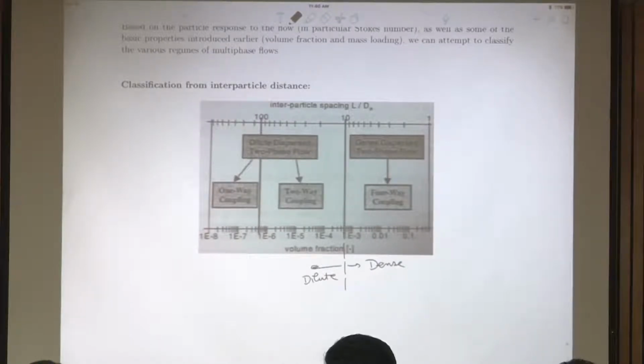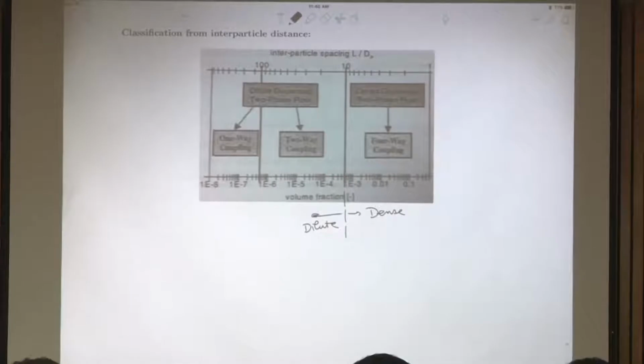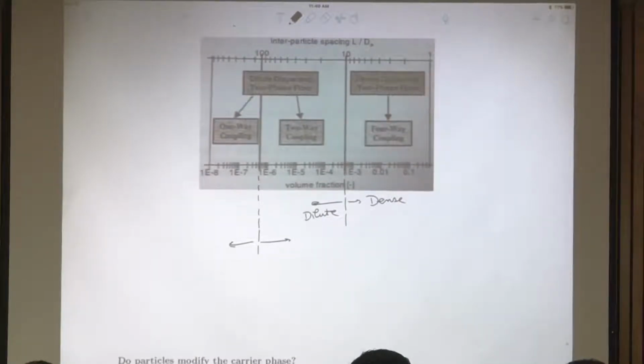There's a lot more that could be said on that question. Below that, you could assume that the particles don't see one another. And then there's the other question of whether the particles influence the fluid phase or not. This is what we would call the one-way coupled range.